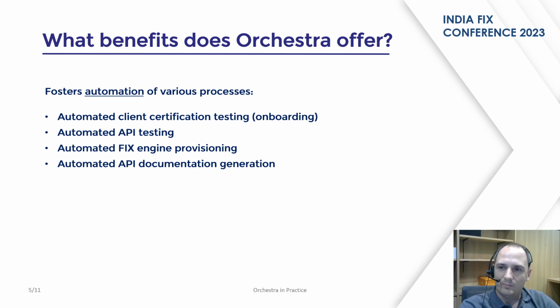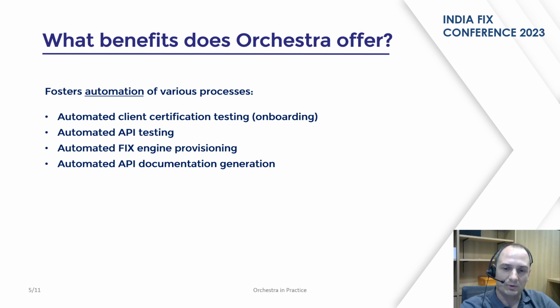So if you have an Orchestra file that describes all those different facets of your system, then what benefit do you gain out of that? Well, it allows you to automate a lot of the processes around your APIs. It allows you to automatically generate certification tests to onboard your counterparties. It allows you to generate tests which will make sure that your system works as it is described in the specification, that is, it works correctly.